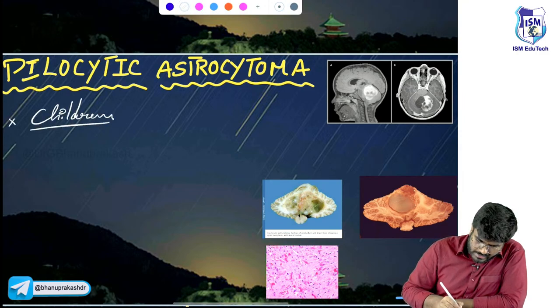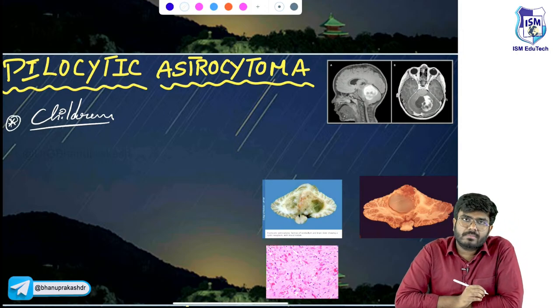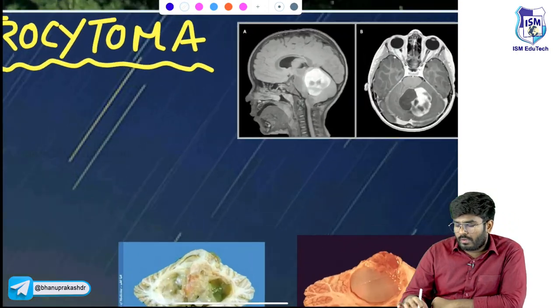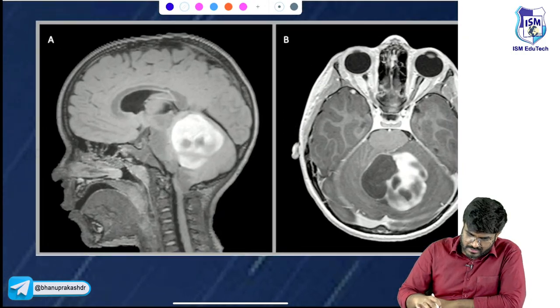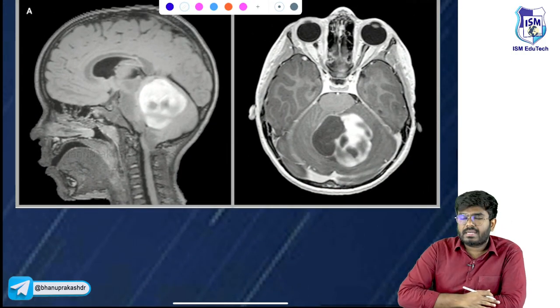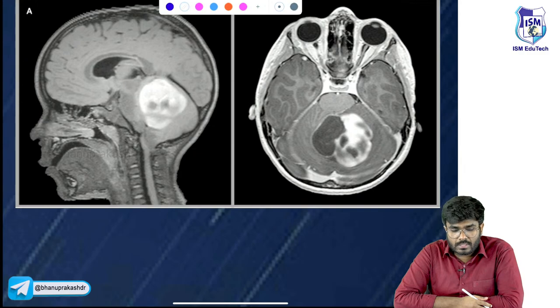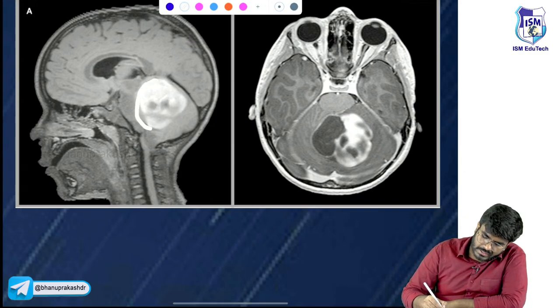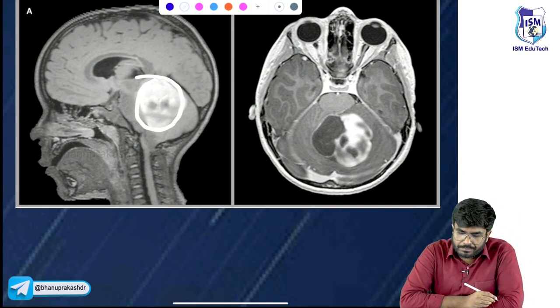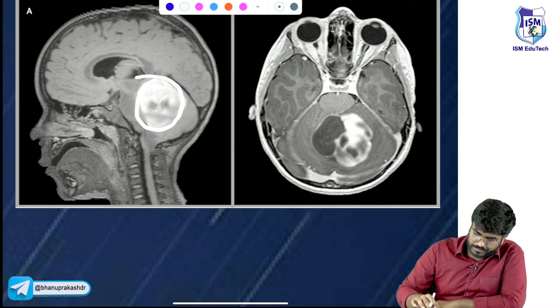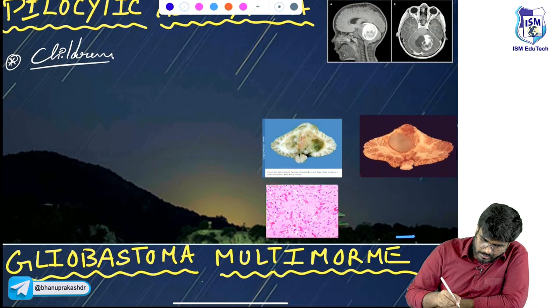Okay, so the pilocytic astrocytoma is seen in children. Look at this first MRI and tell me, where exactly is the tumor present? It's a cystic dilated nodule, a cystic tumor. Where is it present? In the cerebellum. So pilocytic astrocytoma is going to be seen in the cerebellum.